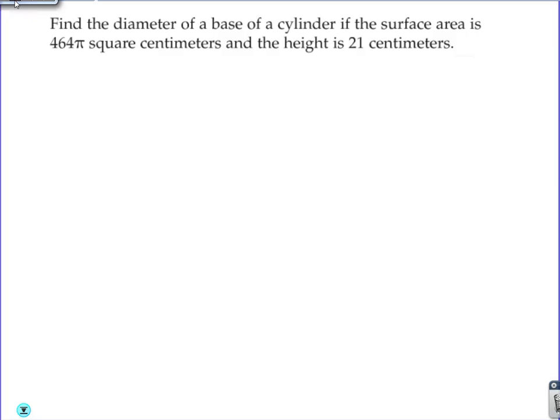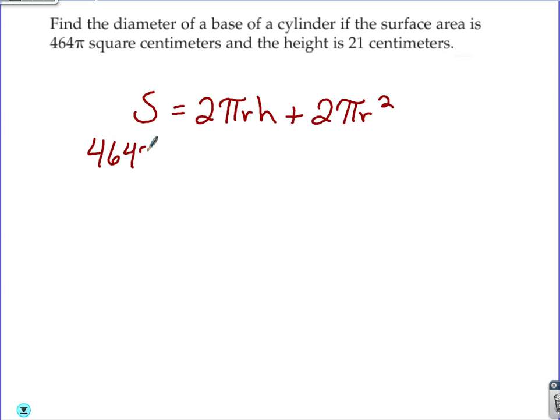Next problem says find the diameter. Because we've been finding surface areas, we've been finding lateral areas, now it says find the diameter. Find the diameter of the base of a cylinder if the surface area is 464 pi square centimeters and the height is 21. Start with your surface area formula. Surface area is equal to 2 pi r h plus 2 pi r squared. And we'll work it with my formula too and see if we can do it with this. The surface area is 464 pi. The height is 21.